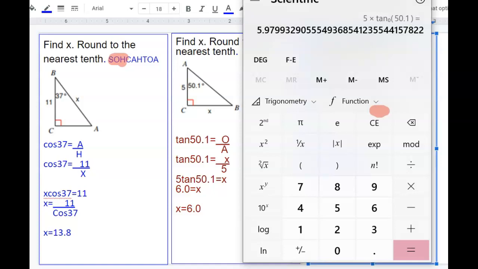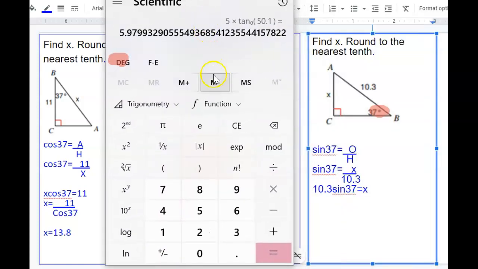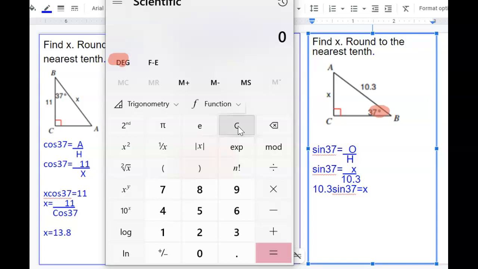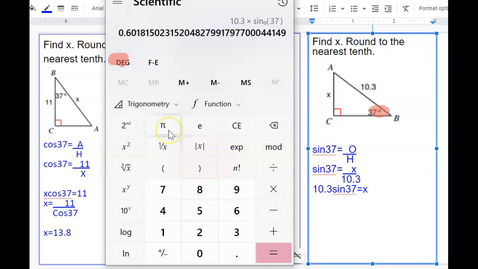So we use a calculator to do that. Clear the calculator. We have 10.3 times sine 37. But first, you type your 37, then go to trigonometry, click on that, and take sine, and then remember to press your equal. Because if you don't see that equal here, this 0.6 is not the final answer. This is just the result for sine 37. You now press equal to get your final answer.